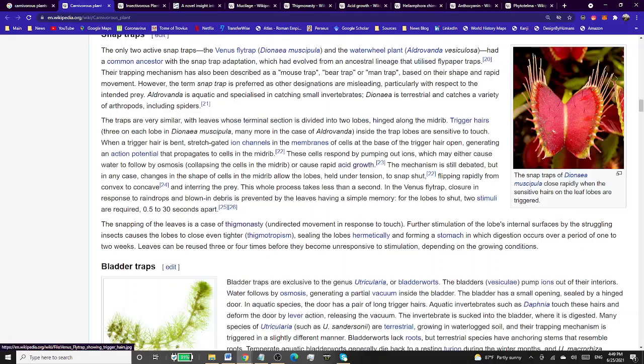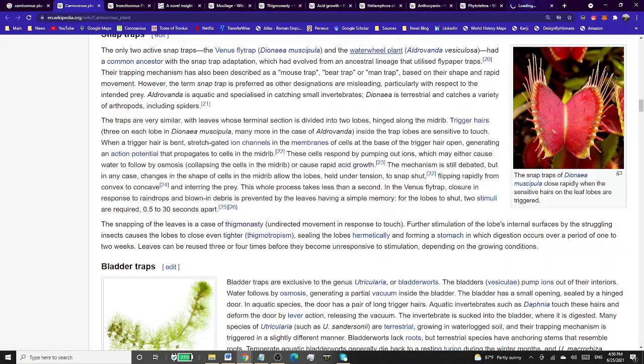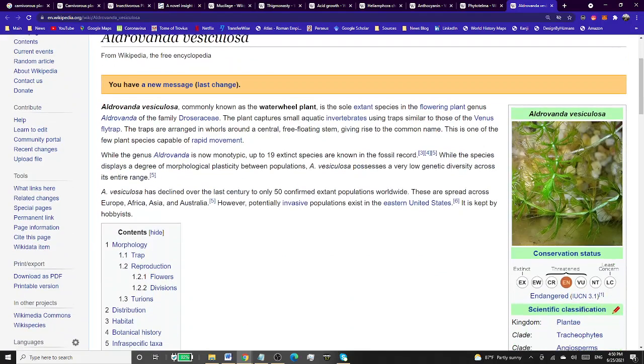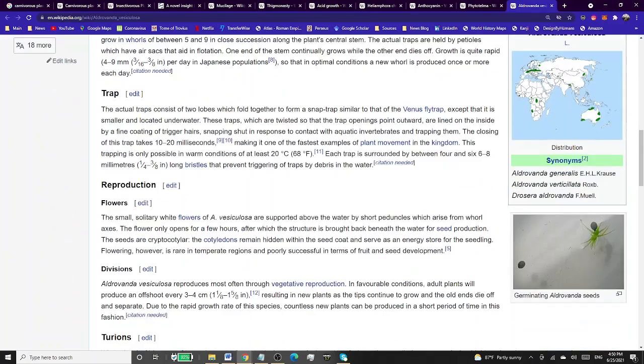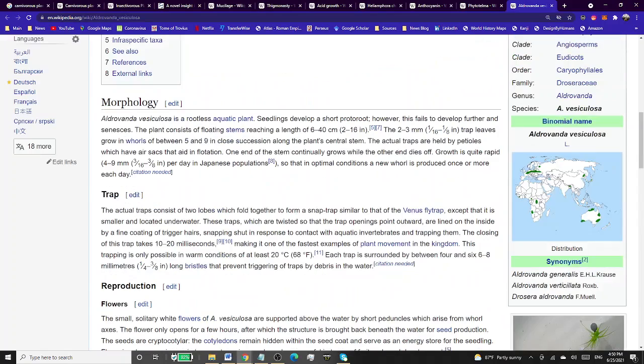Obviously, you have the snap traps. These are the Venus flytraps. Also, we have water wheels. I don't know as much about water wheels. How do they eat?